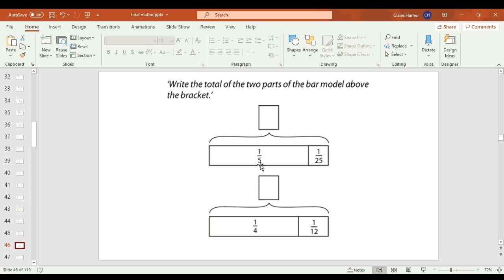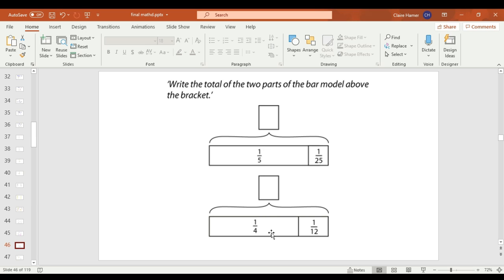So what is 1/5 add 1/25? That will tell you, and you can put the answer up here. What is 1/4 add 1/12? Put the answer up here. Now in both bar models the fractions are related. So 25 is a multiple of 5, which means you will only need to change 1/5. And in this question, 12 is a multiple of 4, so you only need to change the quarter part.